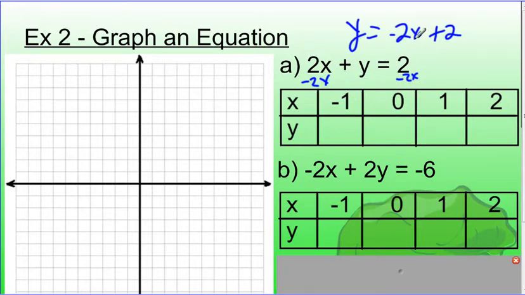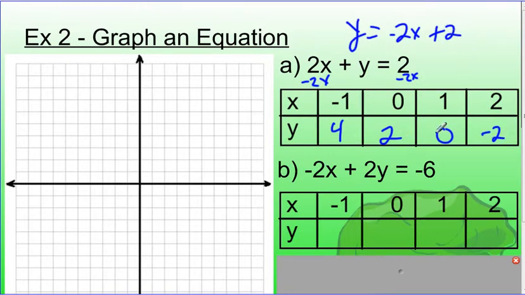So if we plug in a negative 1 for x, let's think about this. Negative 2 times negative 1 is a positive 2. So 2 plus 2 is 4. It's now easy enough we could do the math in our head. We plug in a 0 for x. So negative 2 times 0 is 0. 0 plus 2 is 2. Plug in a 1. Negative 2 times 1 is negative 2. So negative 2 plus 2 is 0. And lastly here, we plug in 2. Negative 2 times positive 2 is a negative 4. And negative 4 plus 2 is negative 2.